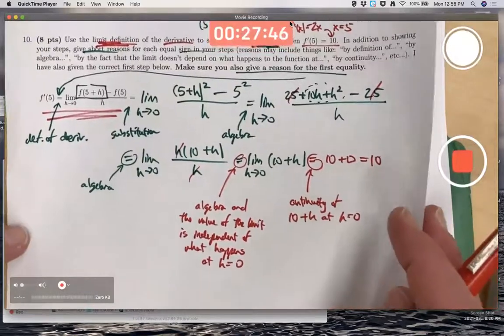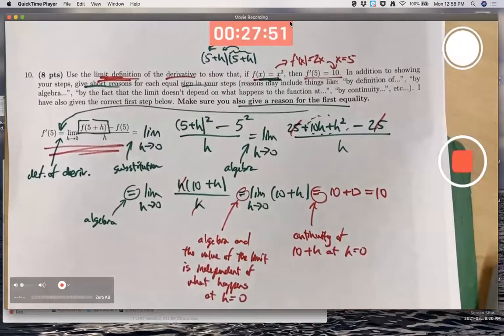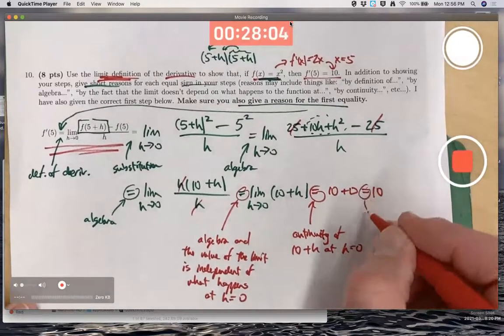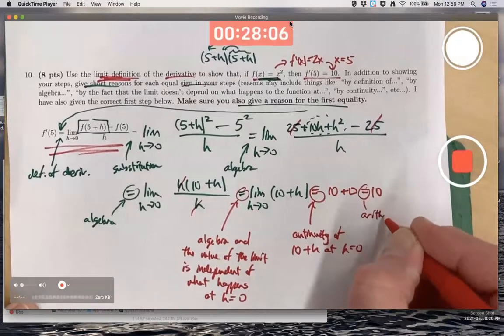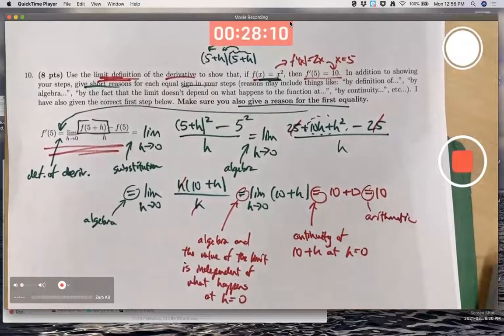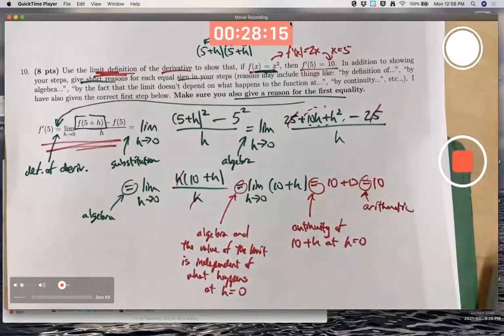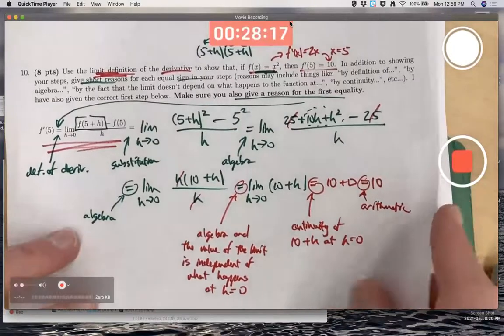Can I clarify anything else here? Please speak up if you've got a question. Probably somebody else has the same question. Do we have to have a definition for the last equal sign? Yeah. For a reason here, that's just arithmetic. Yeah, probably not on that one. 10 plus 0 is 10. Or algebra, if you want to call it algebra, or simplifying.